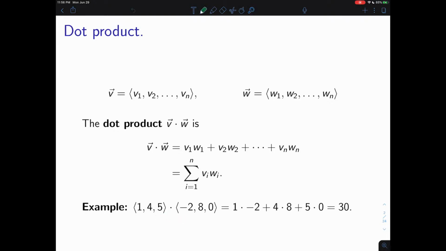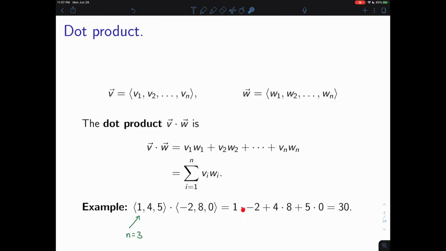Do you know? It's 3. It's 3. This is a 3-dimensional example because this vector has 1, 2, 3 entries. All right, so we take the first entry of each one. I have a 1 and a minus 2.